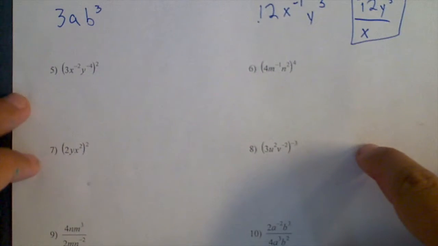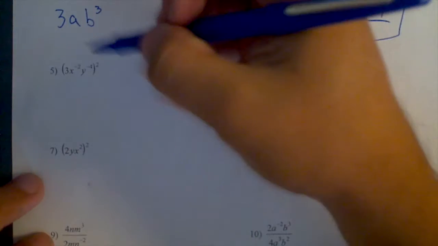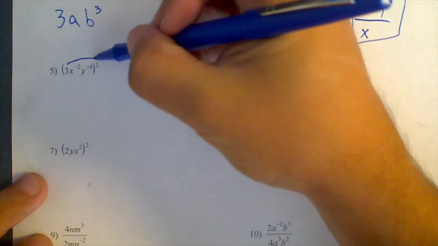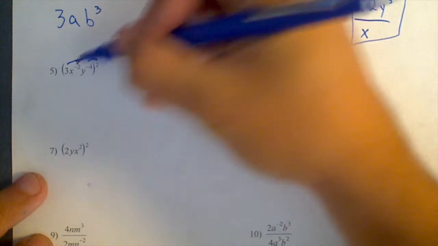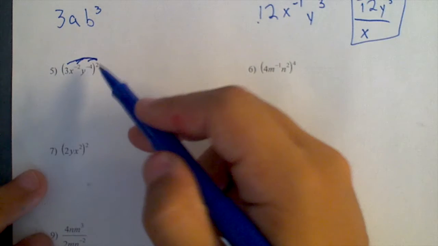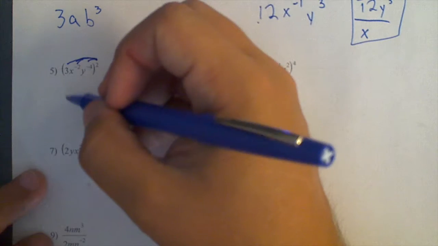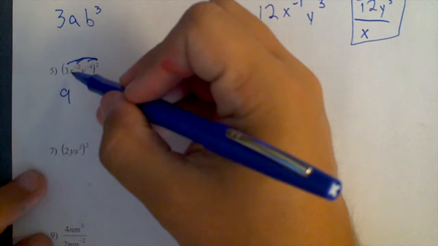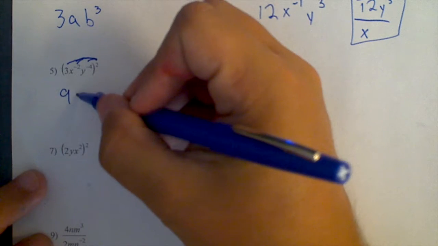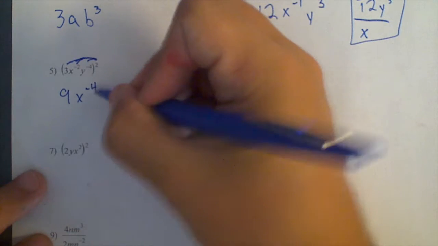Okay. 5, we have our power product rule. So each thing inside the parentheses is going to be raised to the second power. 3 to the third power is 3 times itself 2 times, which is 3 times 3, which is 9. When we raise a power to a power, we keep the base and multiply the exponents. Negative 2 times 2 is negative 4.